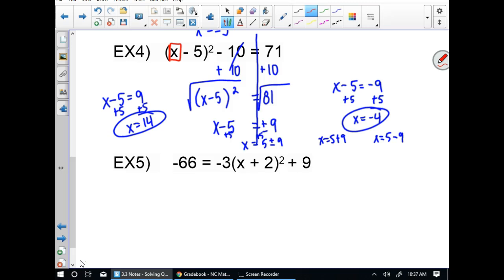Okay? So, for example, in example 5 here, x is only written one time. I don't have an x squared and an x. I just have an x. So a problem like this, we can solve like an equation, and it's going to be easiest to solve it like you would a regular sort of Math 1 equation.